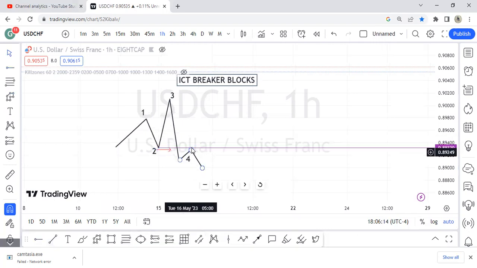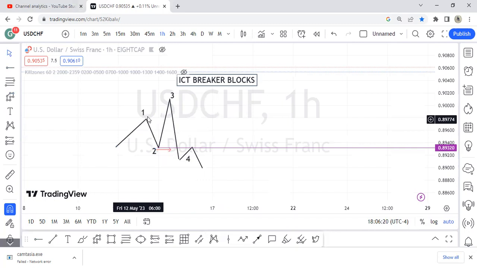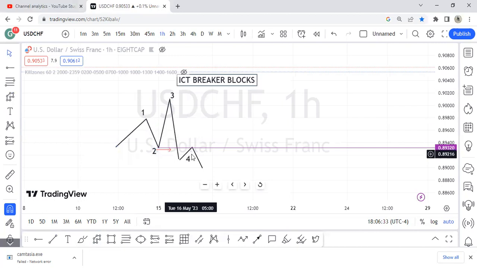That's why you're looking out for a breaker block to form. Why is it a breaker block? Because it broke this old high and then broke back downwards. So a breaker block typically does what? Takes out a high and then breaks through downwards. That is for a bearish breaker.